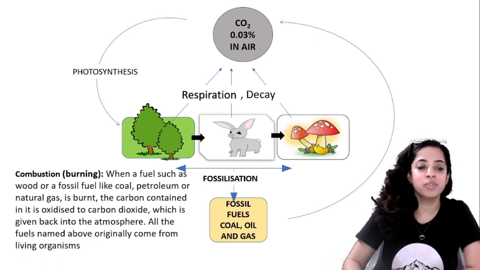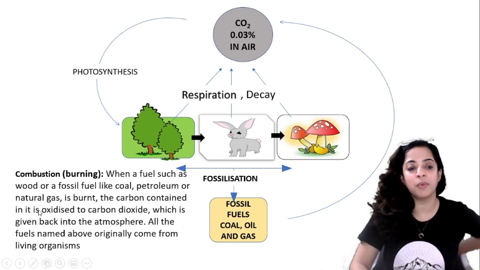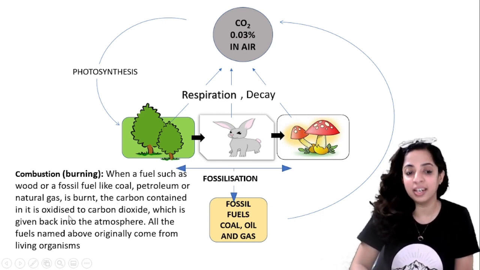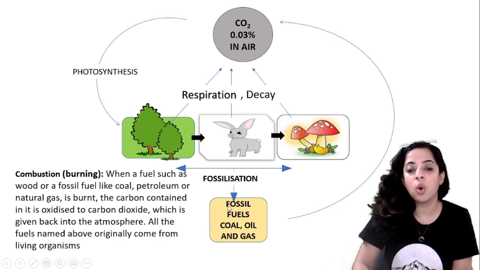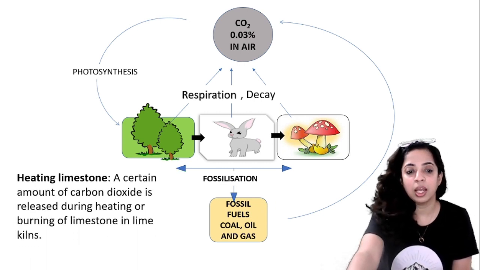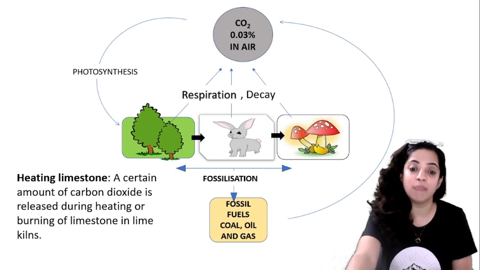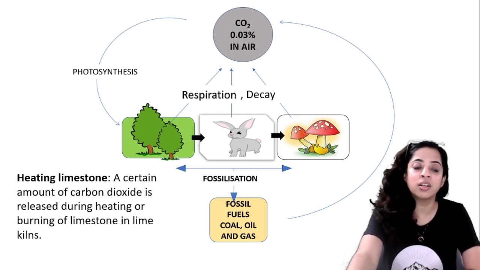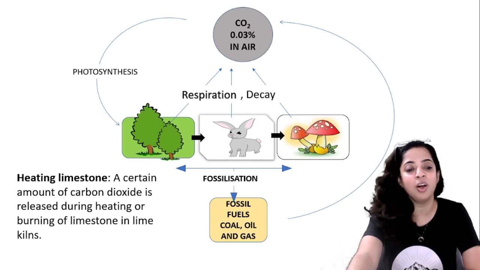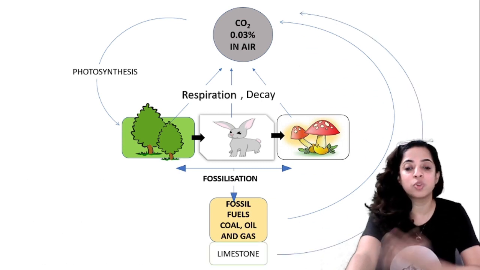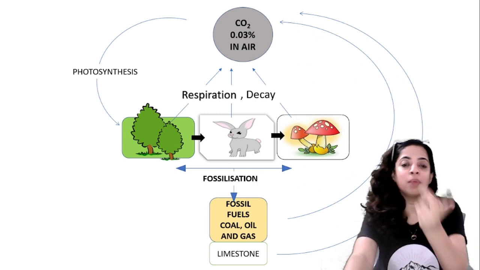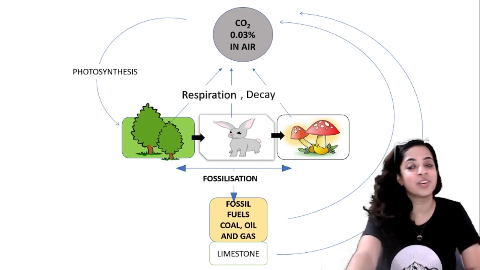Now, when a fuel such as wood or fossil fuel like coal, petroleum or natural gas is burned, the carbon contained in it is oxidized to carbon dioxide, which is given back into the atmosphere. And all the fuels named above originally come from living organisms. Obviously, all these fuels have come from all these three living organisms. Now, limestone is also formed in the same way. A certain amount of carbon dioxide is released during heating or burning of limestone in lime kilns. So when limestone burns, again CO2 is released in the atmosphere.